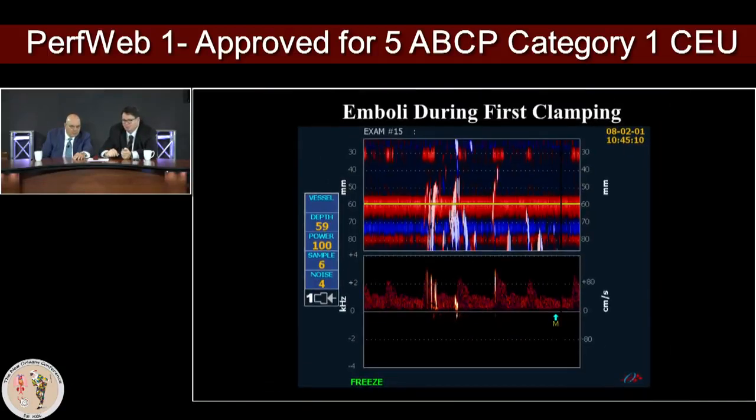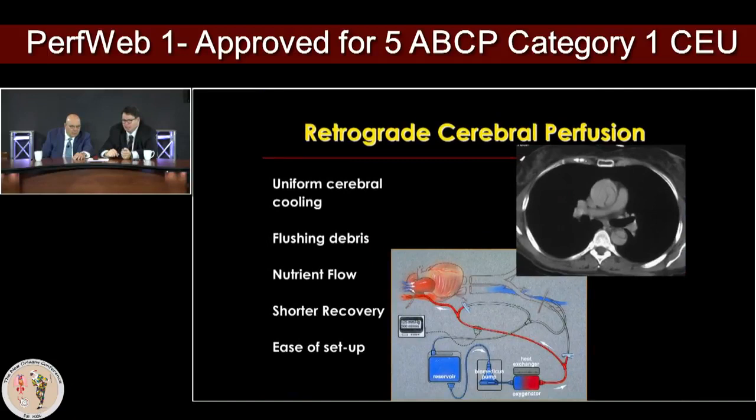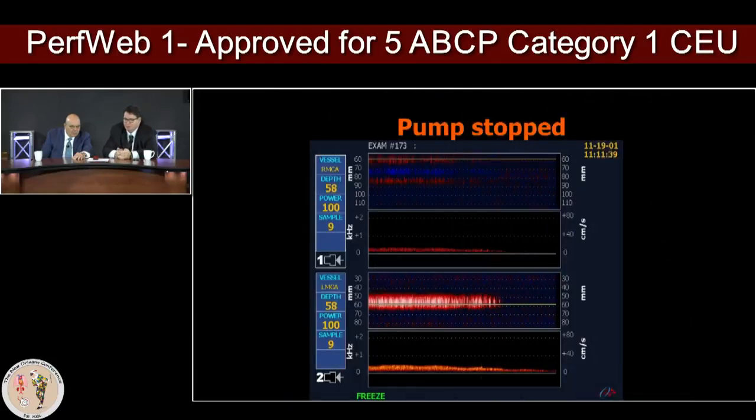So I have a few of those TEVAR examples for you, and I just want to show you one of our experiences with retrograde cerebral perfusion because I think we learned a lot from that too.